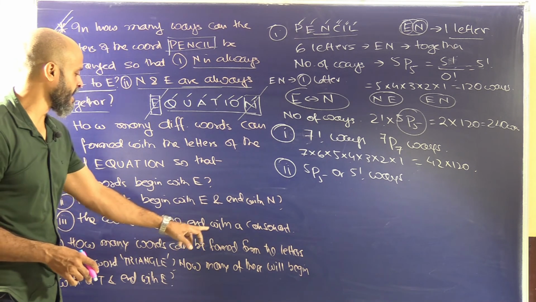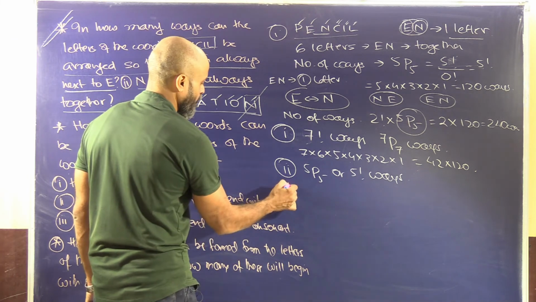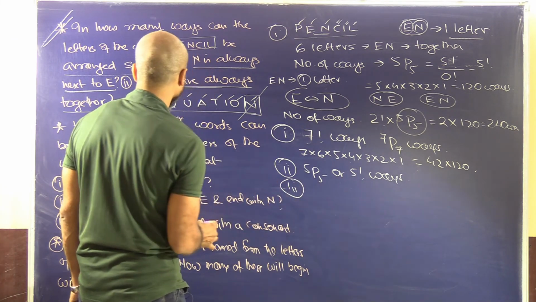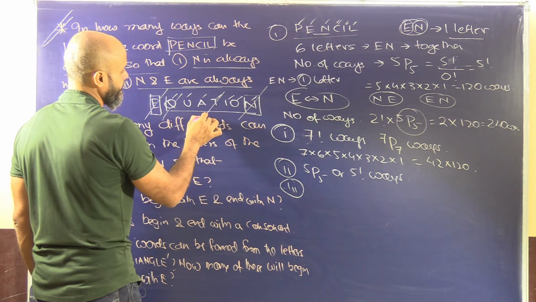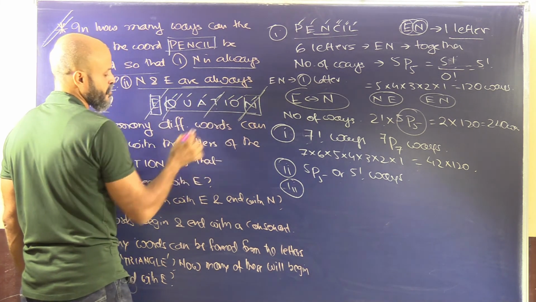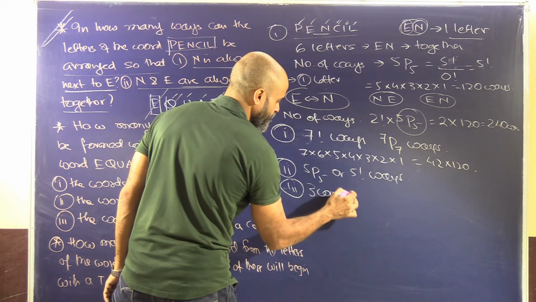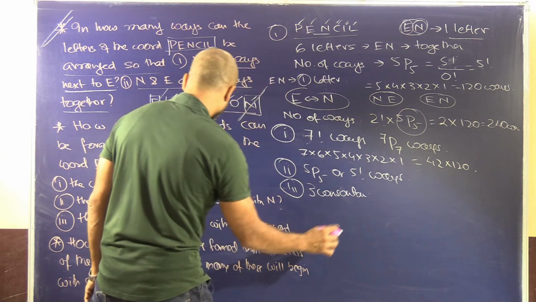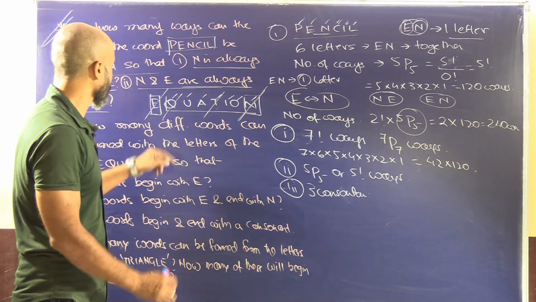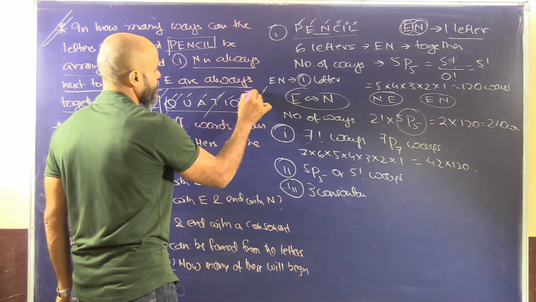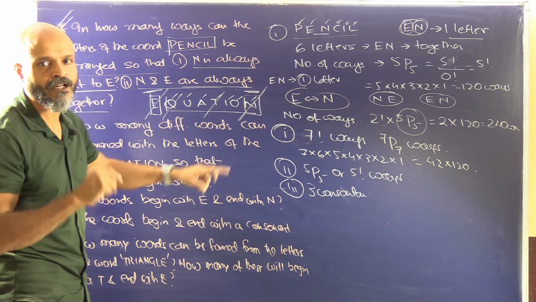The words begin and end with a consonant. Okay, now look at the consonants out here. What are the consonants? Q, T and N. So there are three consonants. And what is said here is the words begin and end with a consonant. So basically at the first position and at the last position we have to fill a consonant. Okay, so there are two places to be filled by three consonants.